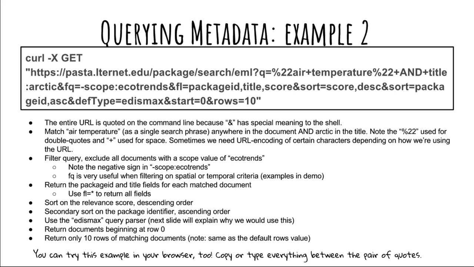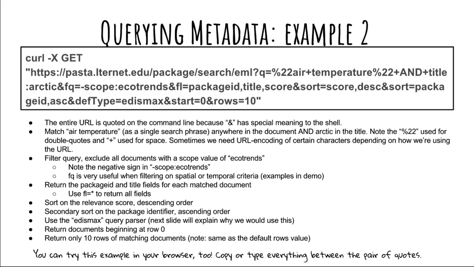And so in this case, we're asking curl to use the GET HTTP method, which is what your browser generally does by default. And we're placing in double quotes this time the entire URL. This is so that your command shell will not get mixed up and think that the ampersands are meaningful to the command shell, so we have to quote the whole URL. Our first query parameter is fairly long, q equals %22 air plus temperature %22 plus and plus title colon Arctic. That's the first query parameter. So let's unpack that and make sense of it.